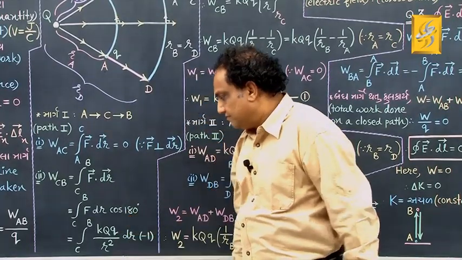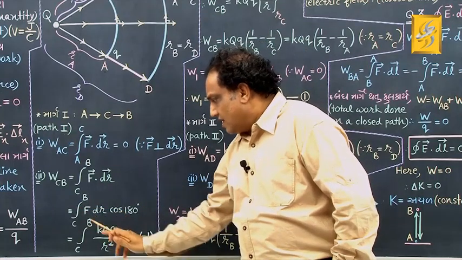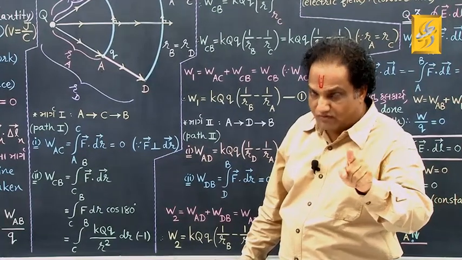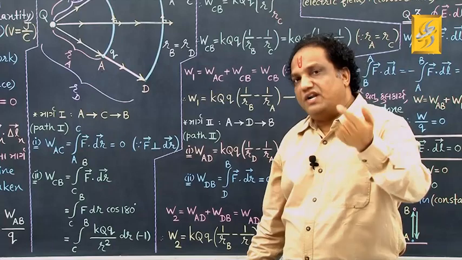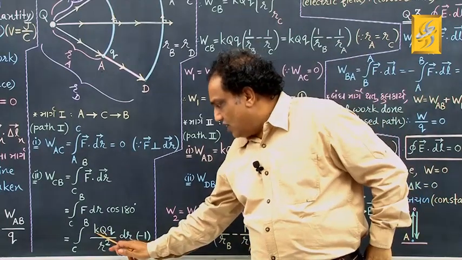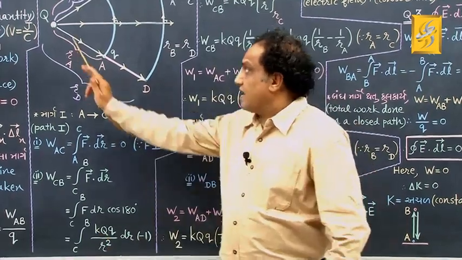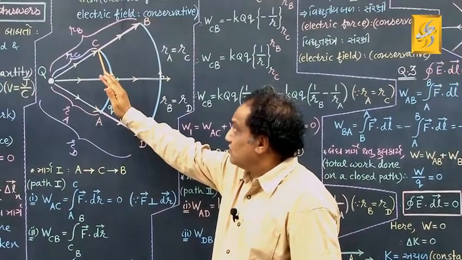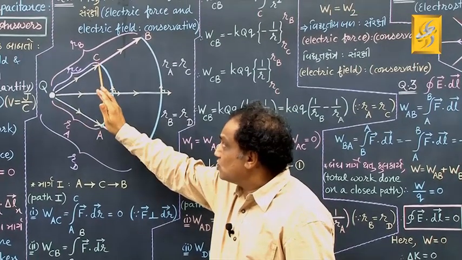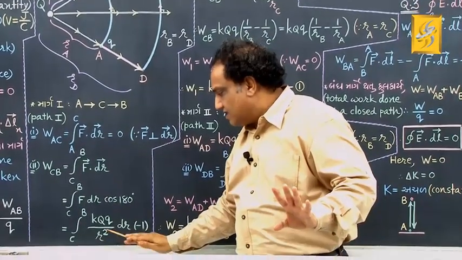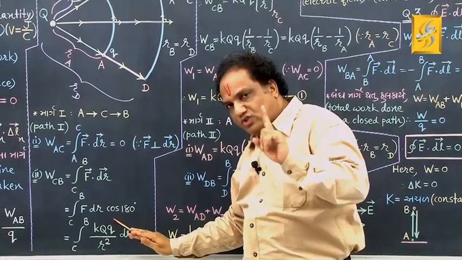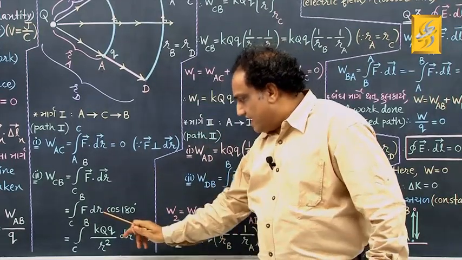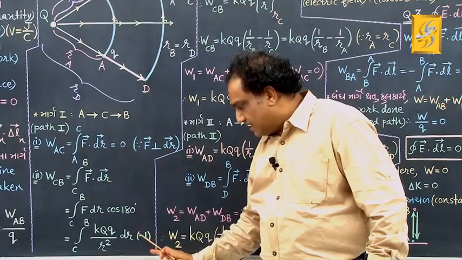Got it? Fine. Now this integration as it is: F equals, according to Coulomb's law, K into the product of magnitudes of the two charges, capital Q into small q, divided by the square of the distance between them. When you are here, this distance I am going to show by the symbol R. So the distance is R and it's squared. And this dr as it is, cos of 180 degrees is nothing but -1.